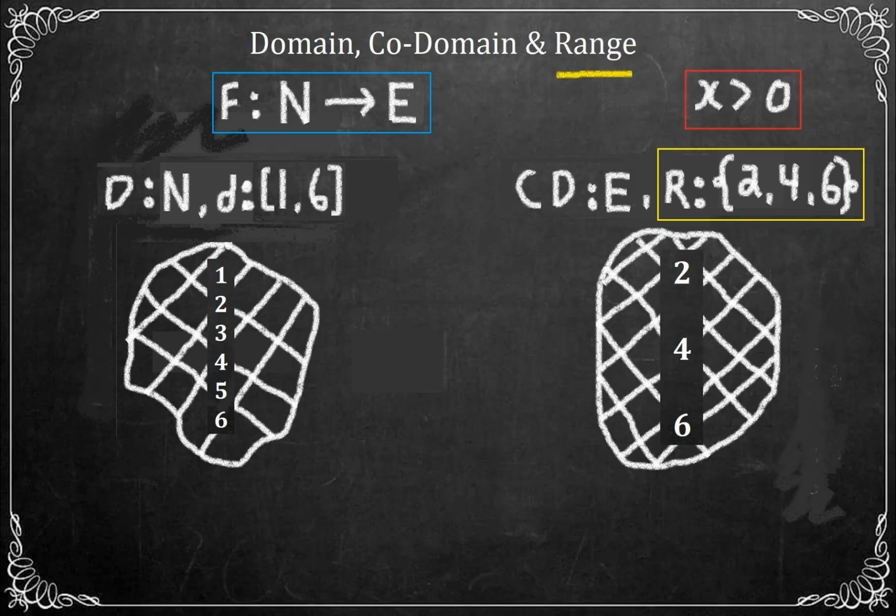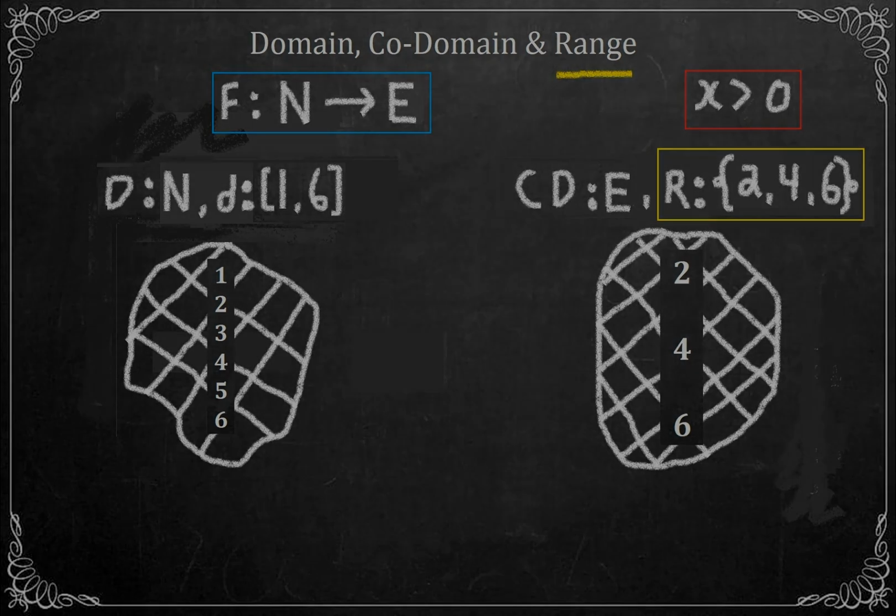Lastly, observe the red box. Sometimes the number 0 is included in the natural numbers. However, in this case, we are not including 0.